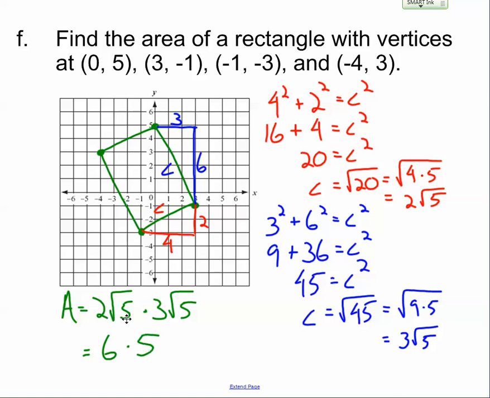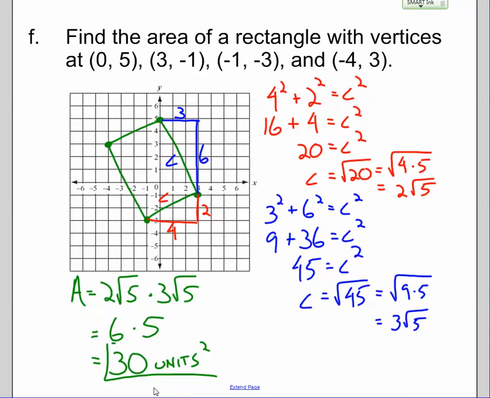2 times 3 is 6. Square root of 5 times square root of 5 is 5. So we get 30 square units. So we have these irrational side lengths, 2 times the square root of 5, that's how long that is, and 3 times the square root of 5, that's how high that is. It ends up with a rational area, 30 square units. A little bit of work going on there, but it's all work we're capable of doing. We can do Pythagorean theorem, and now I'm teaching you how to multiply square roots.